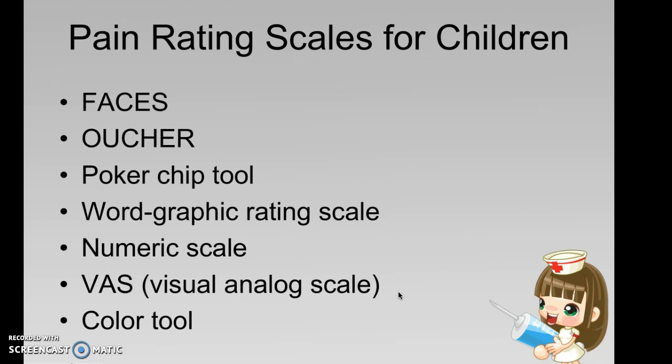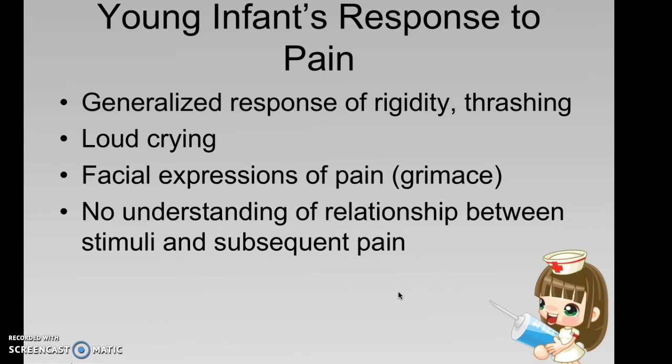These are obviously developmentally appropriate. Your book outlines these very well. The visual analog scale is obviously another one that you guys are familiar with. The numeric scale, pain on a scale of 1 to 10 type thing. So, depending on the age of the child, indicates or determines sort of how this child will respond to pain. There are general ways in which children respond given their age, and this isn't across the board, but these are general things.